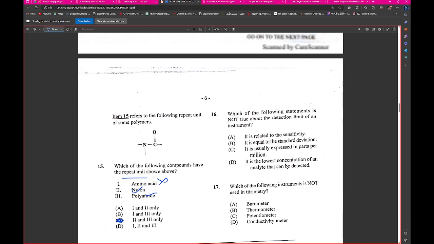16. Which of the following statements is not true of the detection? We saw this as well. E equals the standard deviation. Which of the following instruments is not used in stoichiometry? What is a barometer used for? Atmospheric pressure. What is a manometer used for?